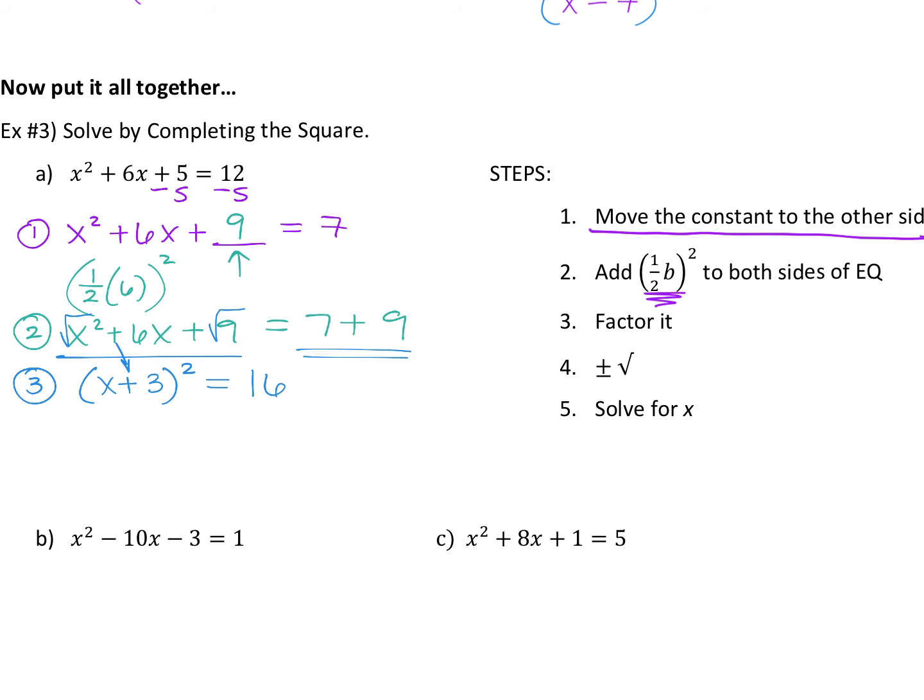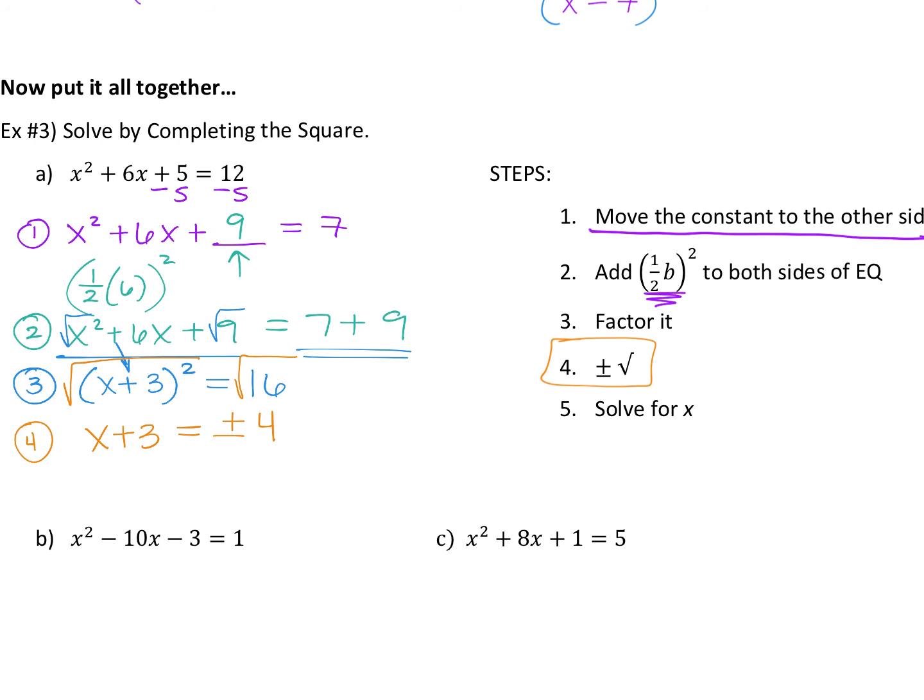Okay, so now we've factored it. Once you factor it, you do the plus or minus square root, step 4 here. So I'm going to square root both sides, right? That means on the left, I get x plus 3, because the square root is going to take the squared away, equals, don't forget your plus or minus here, plus or minus the square root of 16, which is 4.